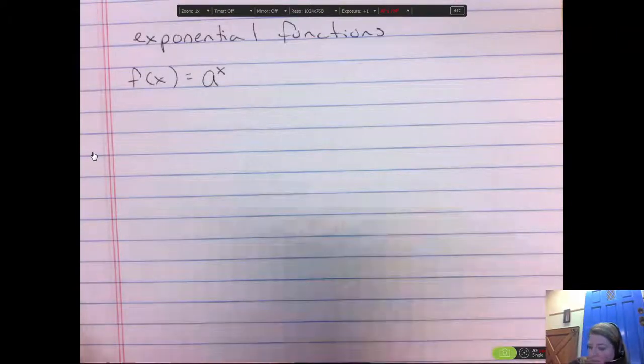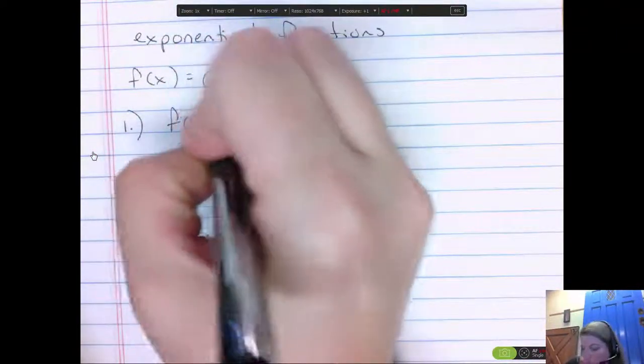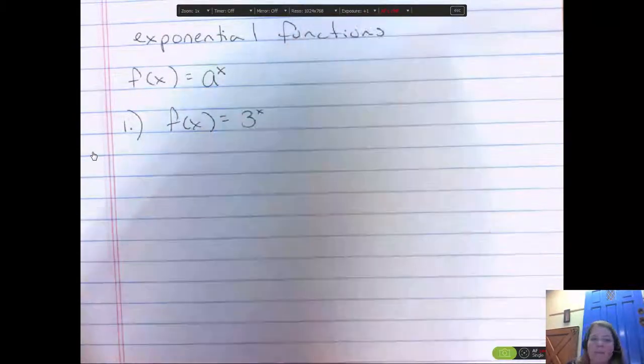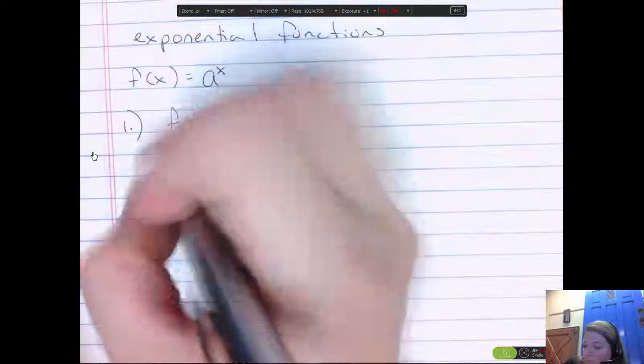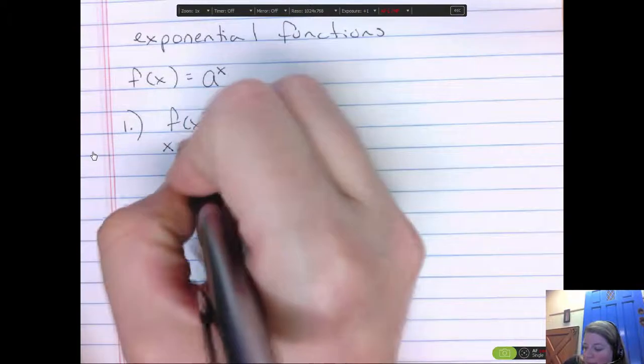But let's look at my first example here. What if I have f of x and it equals 3 to the x power? Okay, so let's look at what the graph would look like when we have something like this. So here's our x and our y. Let's put in some values.